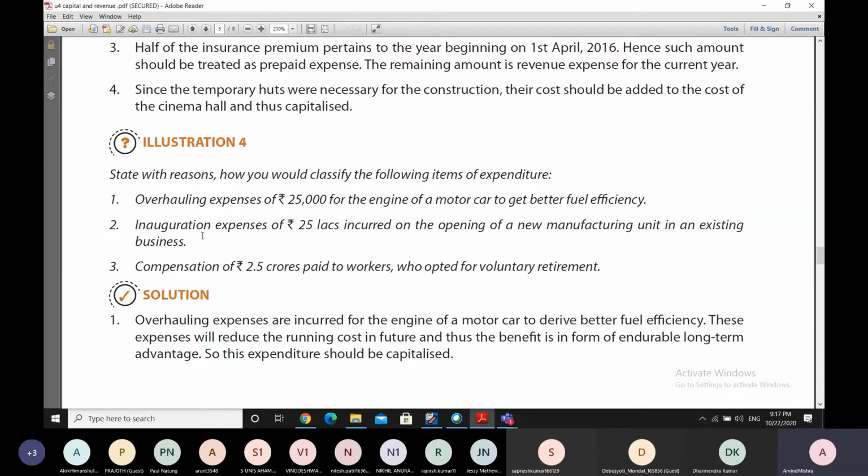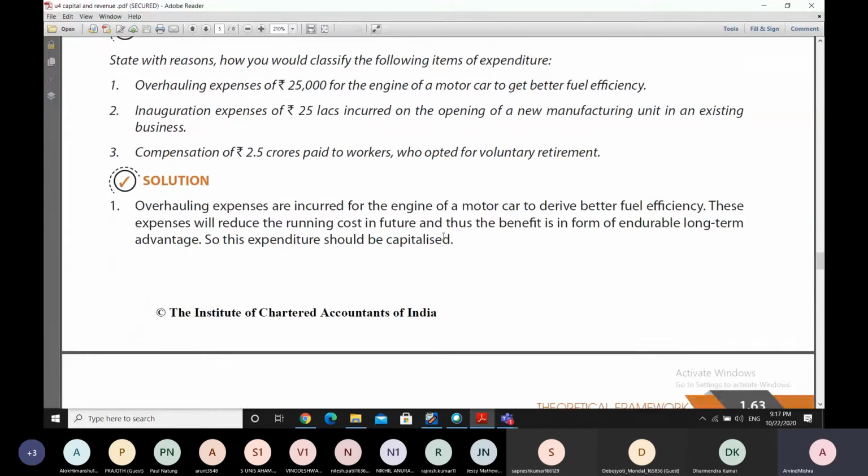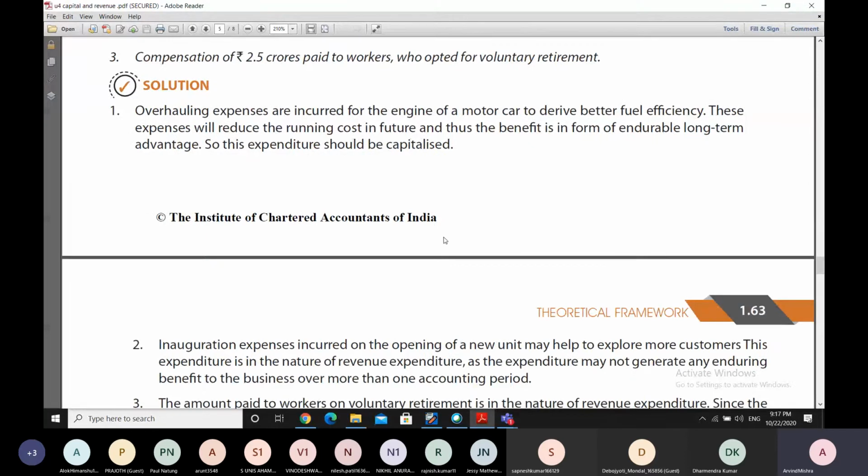Now second is inaugural expenses of 25 lakhs incurred on opening of a new manufacturing unit in an existing business. The business is an existing business, and in that a new unit is being set up, is being opened.